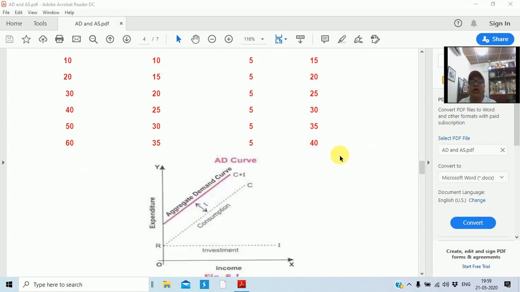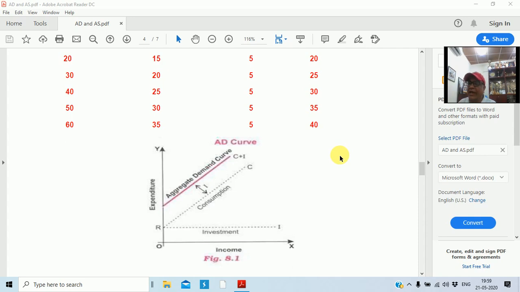Now if you want to convert it into a diagram, it is also the same. What is aggregate demand? Aggregate demand is made of C and I. What is I? I is autonomous investment. What is the character of autonomous investment? Whatever the level of income, investment remains constant. That's why the autonomous investment curve is parallel to the x-axis.